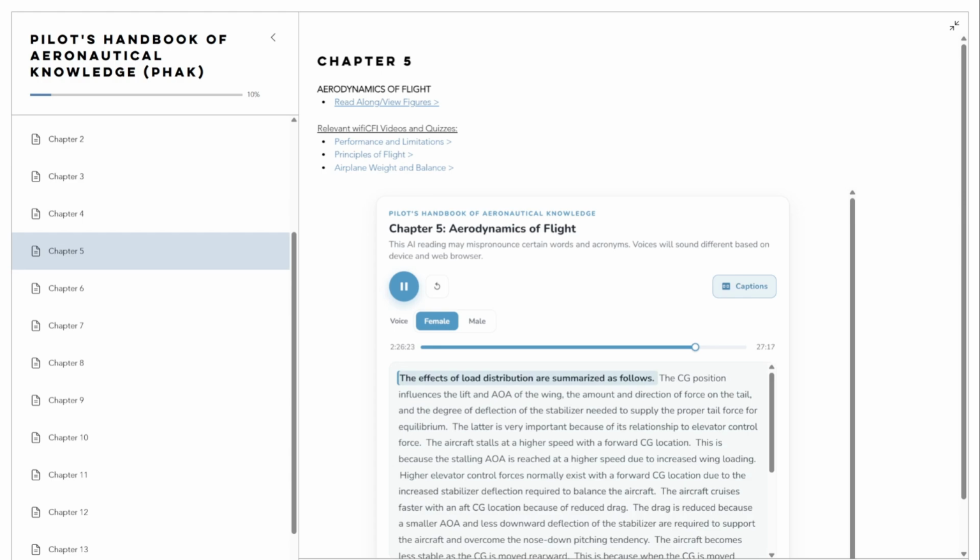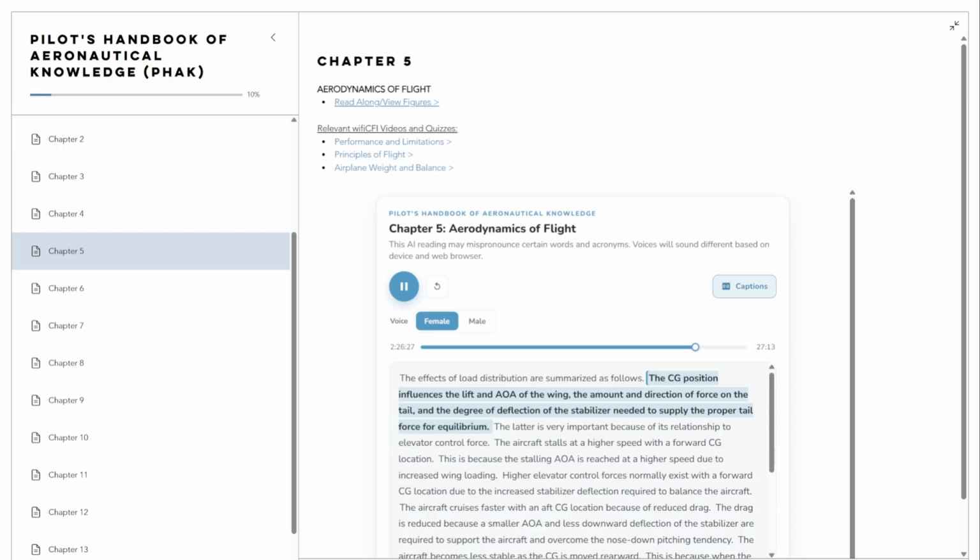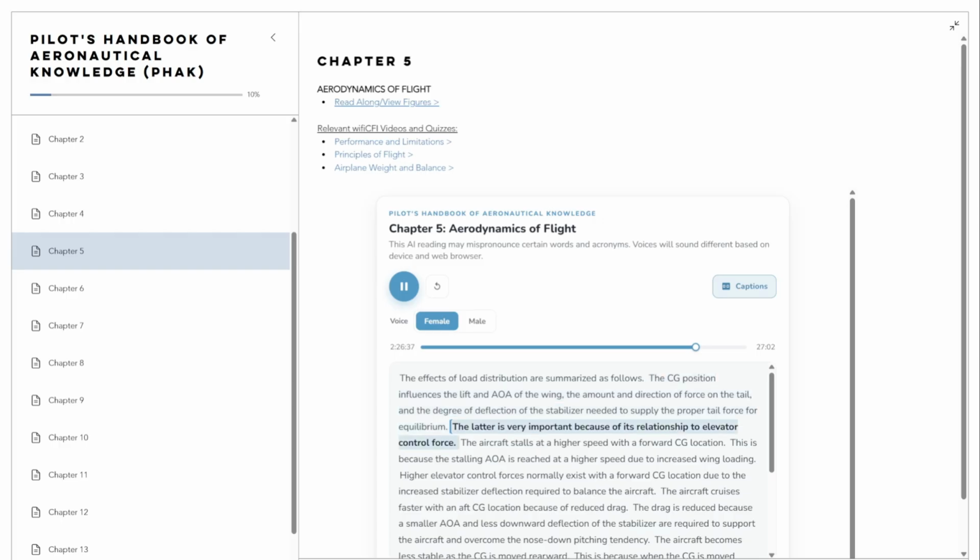The effects of load distribution are summarized as follows. The CG position influences the lift and AOA of the wing, the amount and direction of force on the tail, and the degree of deflection of the stabilizer needed to supply the proper tail force for equilibrium. The latter is very important because of its relationship to elevator control force. The aircraft stalls at a higher speed with a forward CG location. This is because the stalling AOA is reached at a higher speed due to increased wing loading.